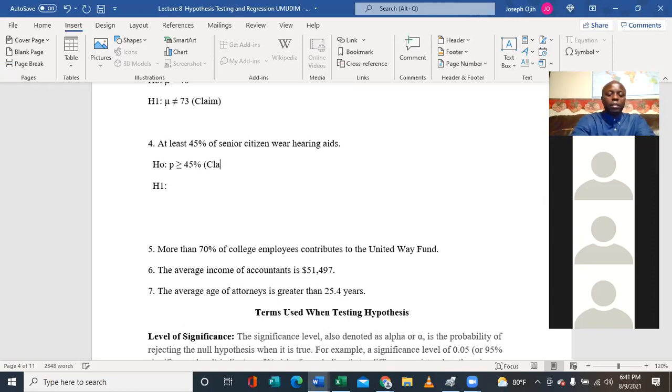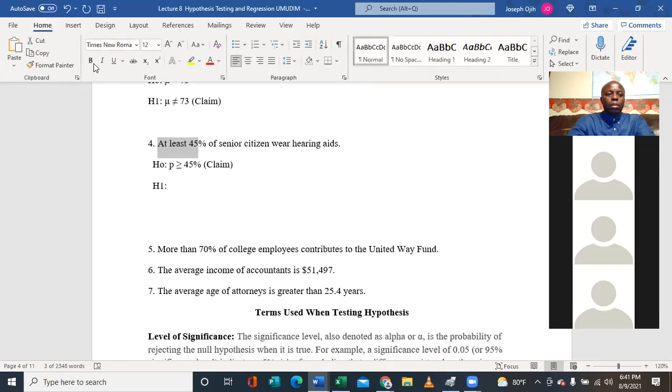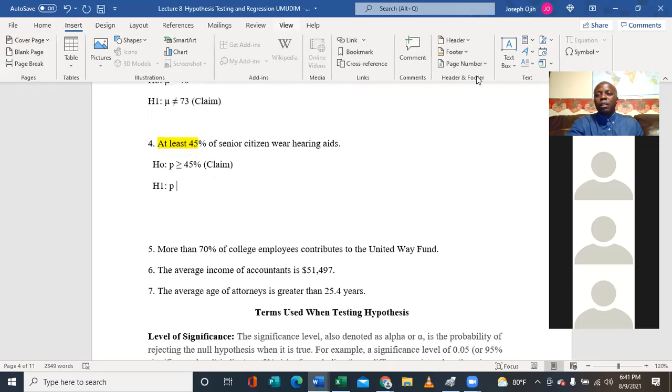So why does it go in the H0 and not the alternative? It says at least. At least means greater than or equal to. Greater than or equal to always goes in the H0 part. It doesn't go in the alternative. Exactly. So the opposite will be less than that. The opposite is less than, and you cannot use the less than or equal to symbol in the H1. So that's why you use the less than symbol.